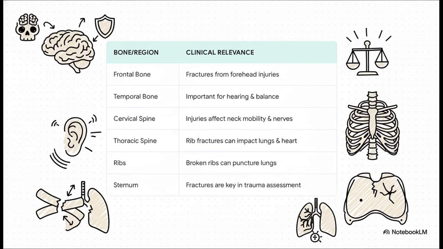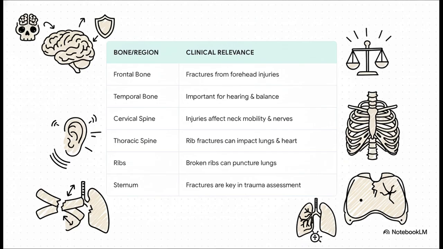Let's start at the top, the frontal bone. It protects the front part of your brain. So a fracture there isn't just a cracked bone, it's a potential brain injury. Now look at the temporal bone. A hard hit to the side of the head can cause sudden dizziness or hearing loss. Why? Because you're messing with the delicate inner ear structures housed right there.